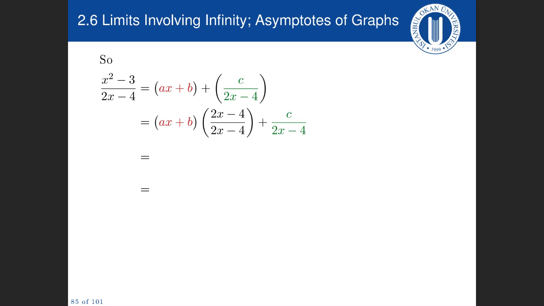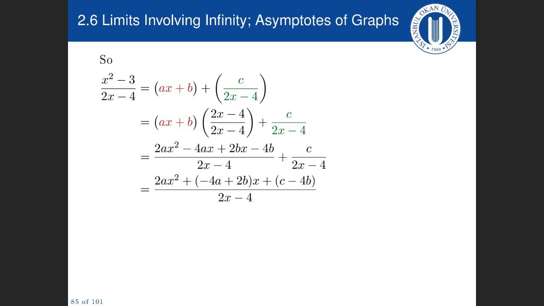The first function I'm multiplying by 2x minus 4 divided by 2x minus 4 so that I can put everything over 2x minus 4. And then I'm going to compare the left-hand side of this calculation with the right-hand side. On the left, I have x squared, and on the right, I have 2ax squared. These must be the same. So 2a must be the same as 1.